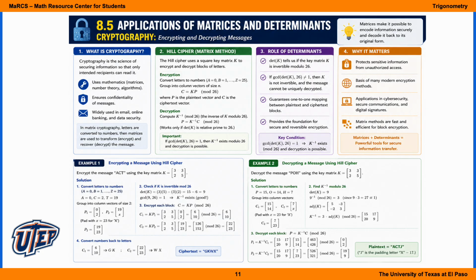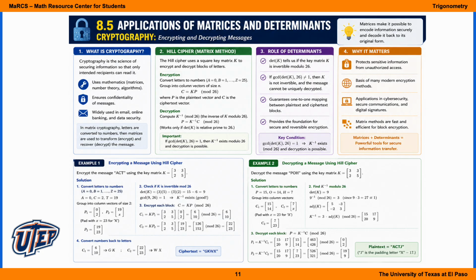For the role of the determinant, the determinant of K tells us if the key matrix K is invertible. If the greatest common divisor of the determinant of K and 26 is not equal to 1, then K is not invertible and the message cannot be uniquely decrypted. This guarantees a one-to-one mapping between plaintext and ciphertext blocks, and it provides the foundation for secure and reversible encryption. So here I'll go over the first example.